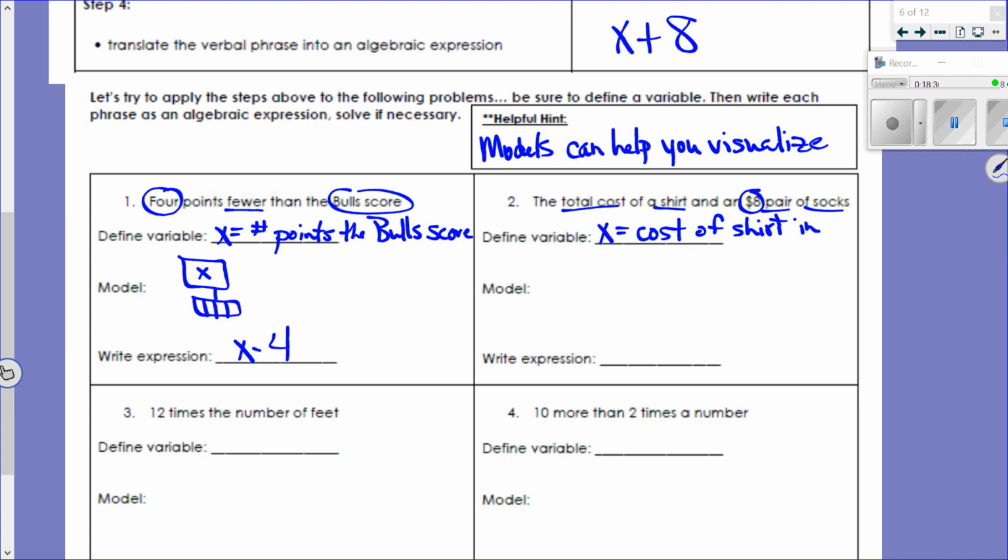Total cost of shirt in dollars. The total is important because that's telling us the operation for our model. So what does our model look like? What do you think, Roland? What came first?